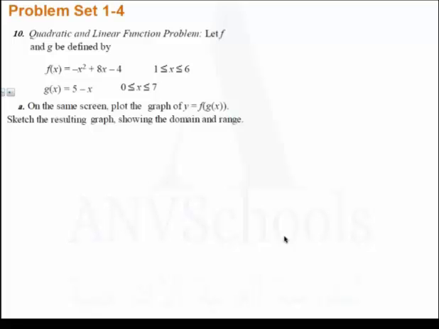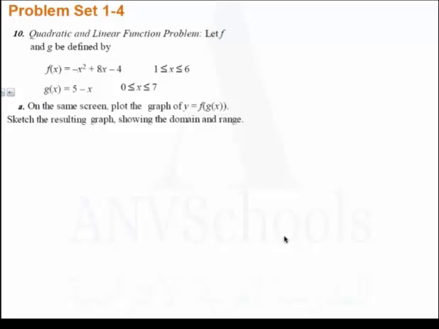We're on problem set 1-4 and we are on number 10, quadratic and linear function problem. Let f and g be defined by f of x is equal to negative x squared plus 8x minus 4 with a restricted domain from 1 to 6. G of x is equal to 5 minus x with a restricted domain from 0 to 7.